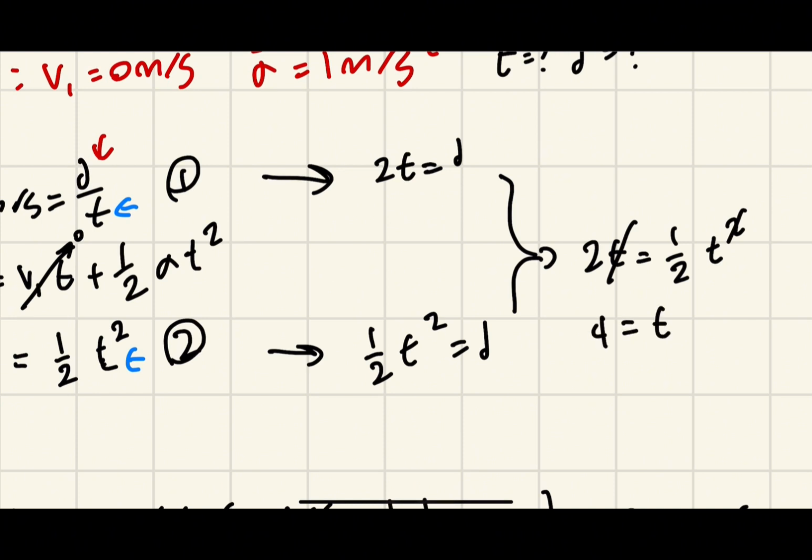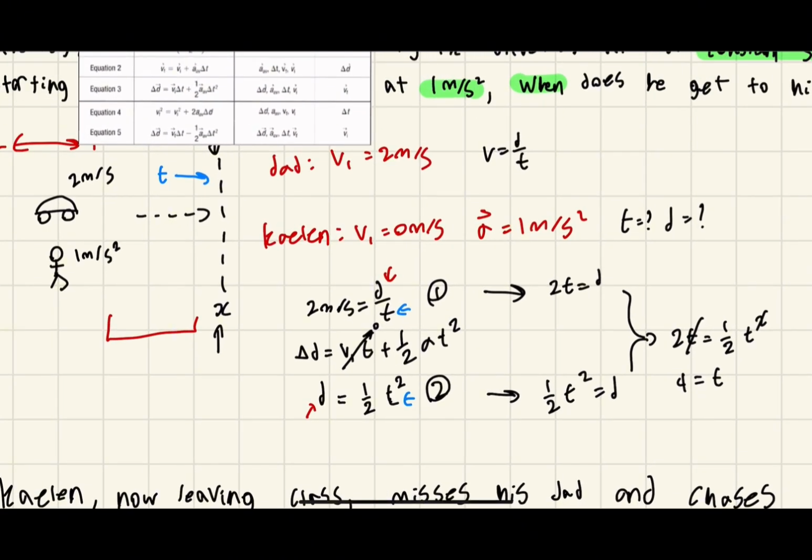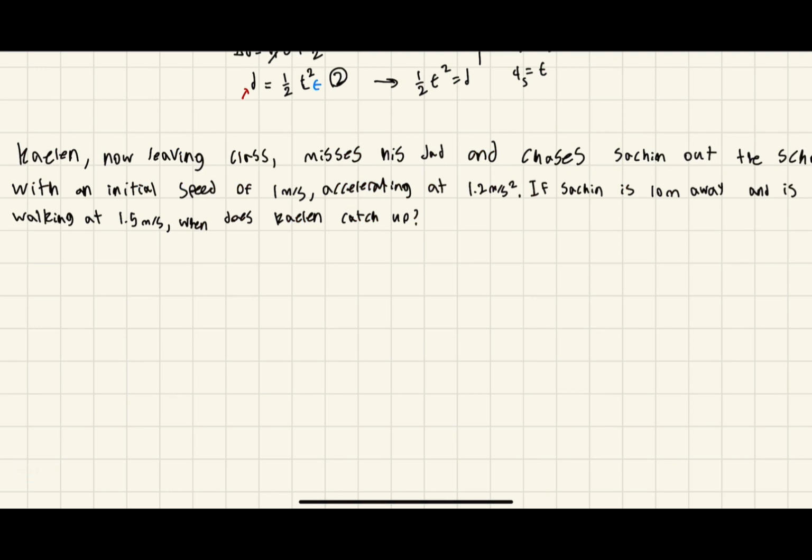Now we have t is equal to 4. So we now know that they are going to meet at 4 seconds. So now let's go ahead and look at a little bit more of a difficult problem.